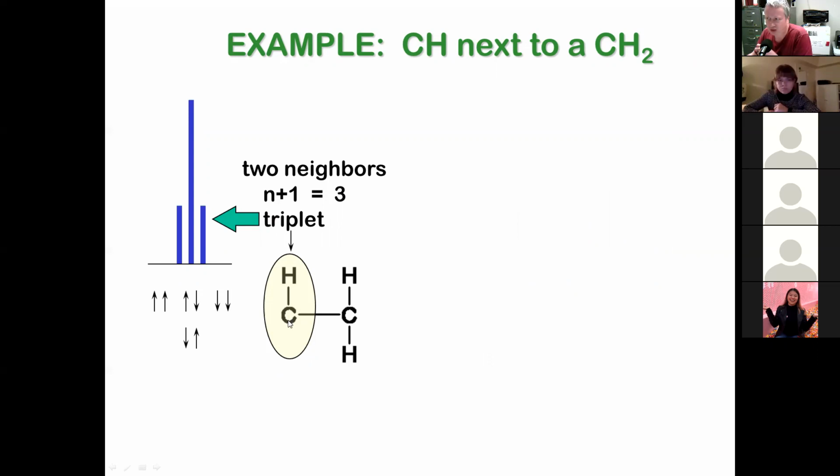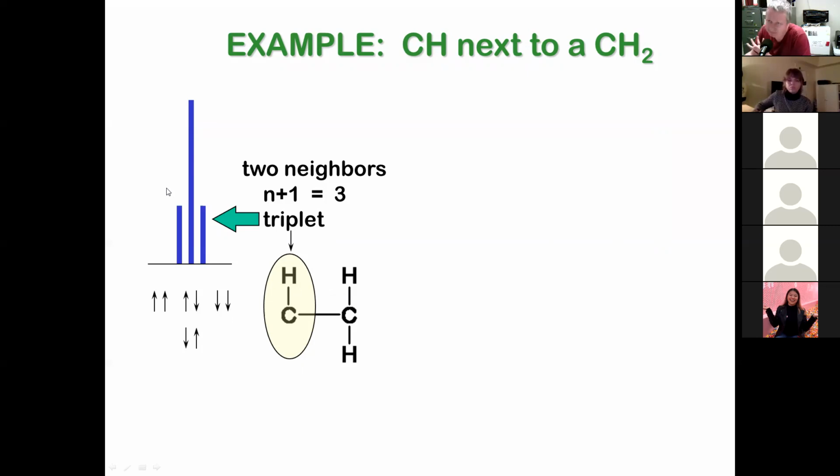Okay, how about this one? This CH sees a CH2 next door, right? When we think about the two CHs, they can either be aligned, aligned, aligned, disaligned, or disaligned, aligned, and that's the middle leg. Or they can be disaligned, disaligned. There's basically 4 states of the neighboring CH2, right? And that is why the CH, when it sees that CH2, gets split into a triplet.